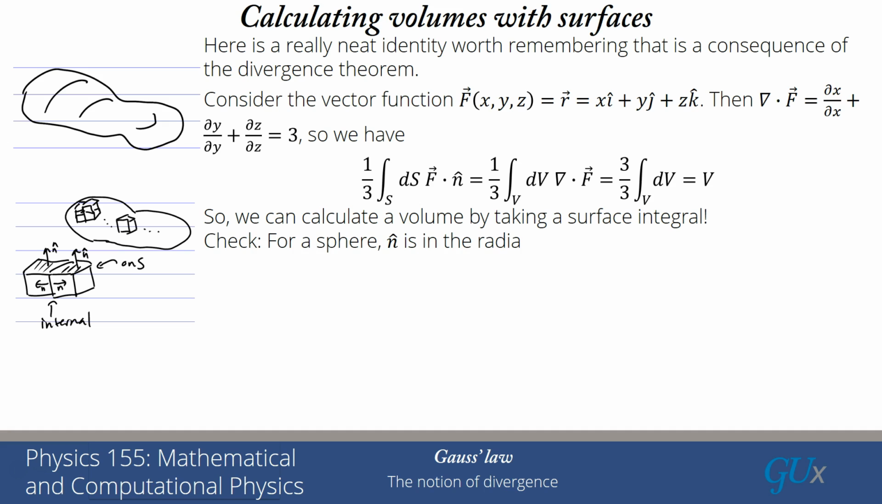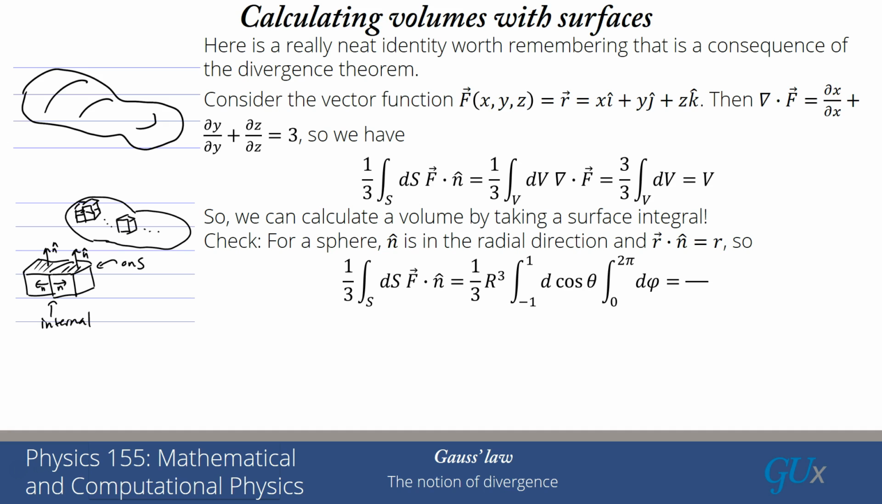Let's look at a sphere. For a sphere, the normal pointing in the outward direction is always in the radial direction. And if I take r dot a unit vector in the radial direction, I just get r, the scalar r, the magnitude of the vector r. And so 1/3 the integral over the surface of f dot n becomes 1/3 r cubed, because remember, when I integrate over the surface, my integration measure has an r squared in it. So I'll get an r cubed, and then I have the integral from -1 to 1 of d cos theta, and the integral from 0 to 2 pi of d phi, just like you've seen before.